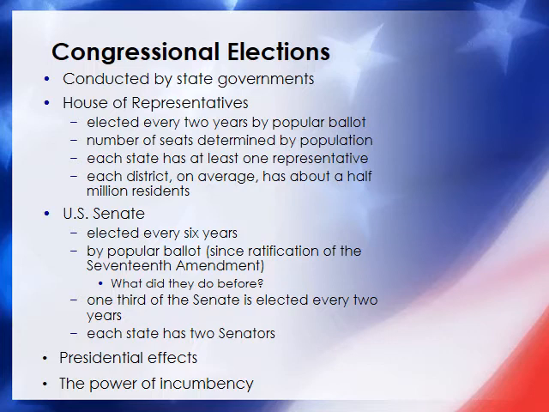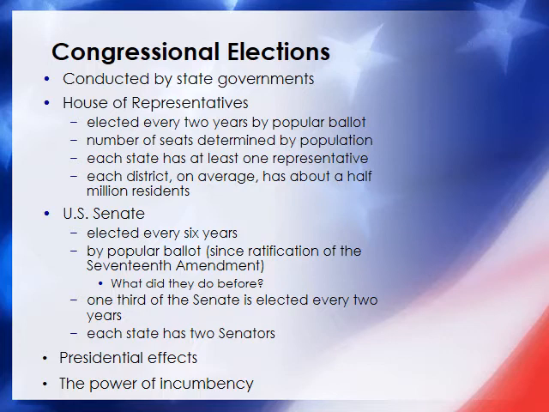In some cases, a state might lose a member of the House, or they might gain a member of the House, depending on if their population has grown or decreased. Each district has about 500,000 residents, on average, if you were to look at those 435 seats. In the Senate, we know that every state, regardless whether it's a tiny state in terms of its population like Wyoming or a big state like New York, gets 2 senators no matter what.